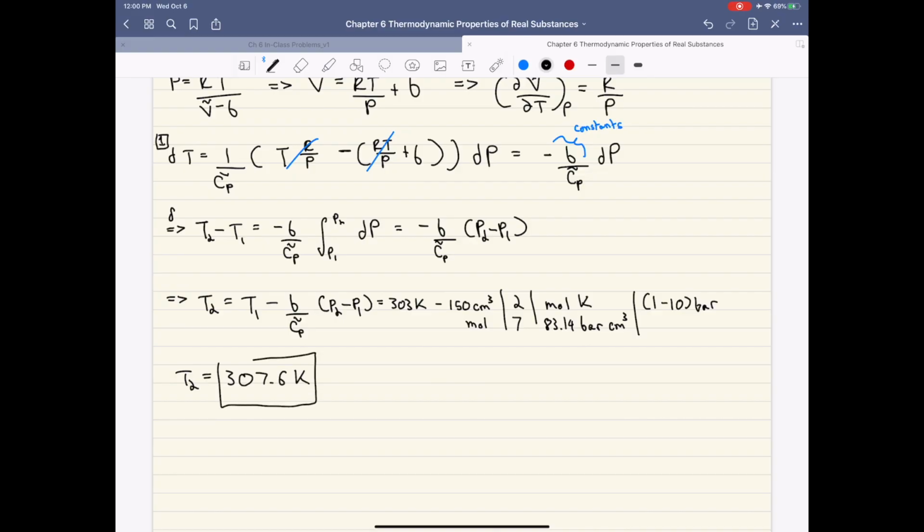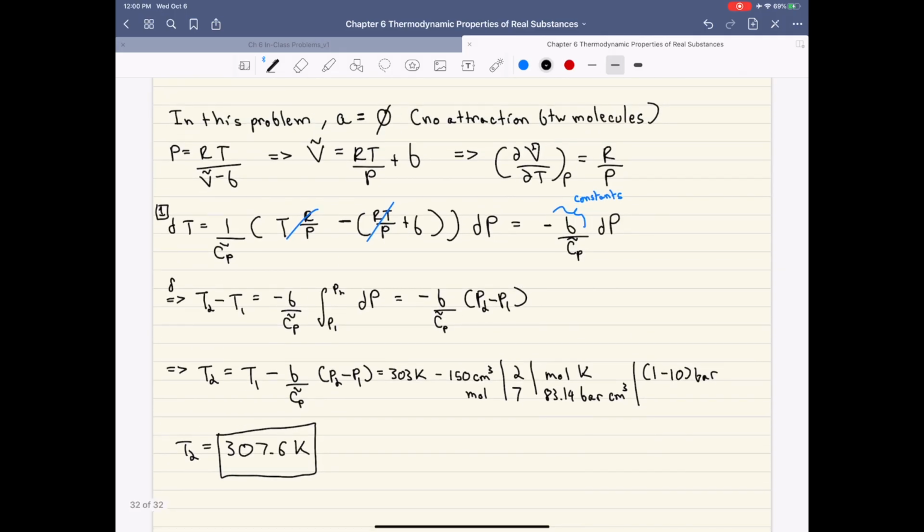So we actually see that the temperature of the gas increases as it passes through the valve, right? For an ideal gas, we saw that temperature wouldn't change. But for the van der Waals gas, in the case where attractions are turned off, we do see that temperature changes.